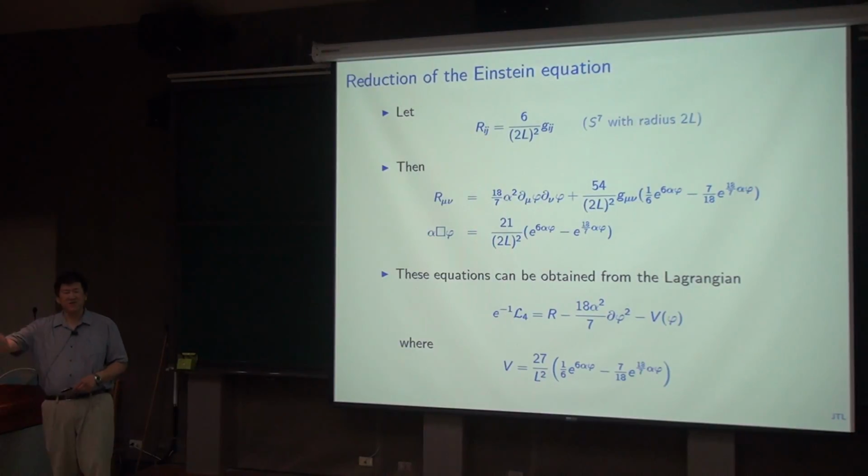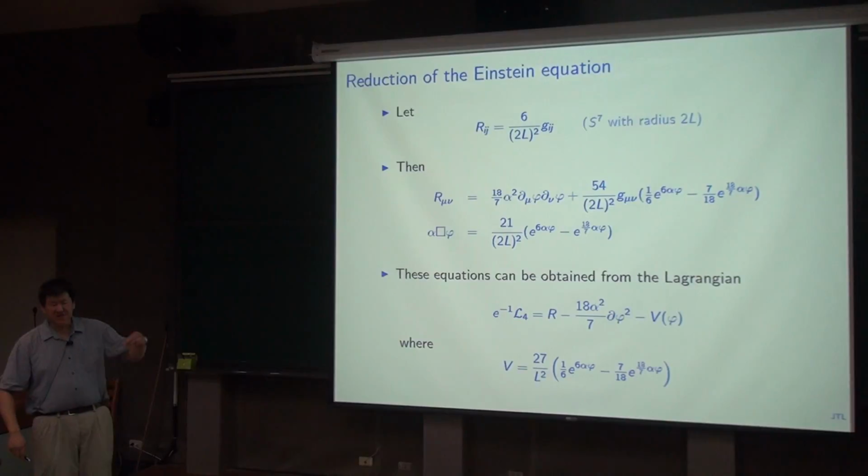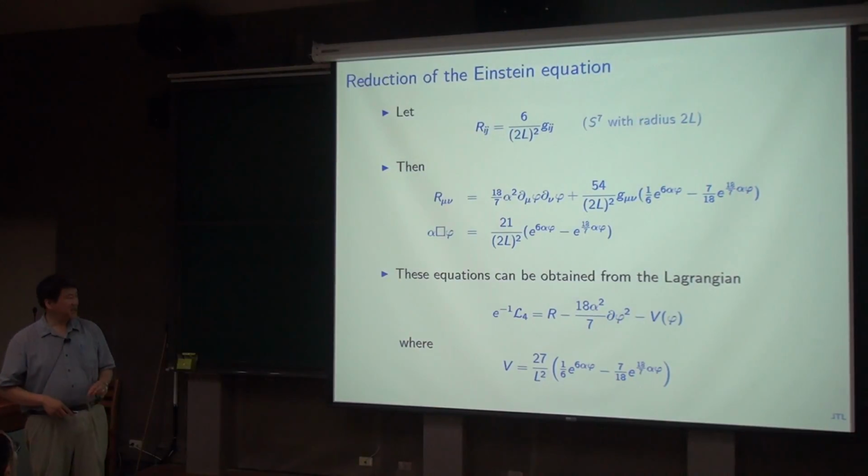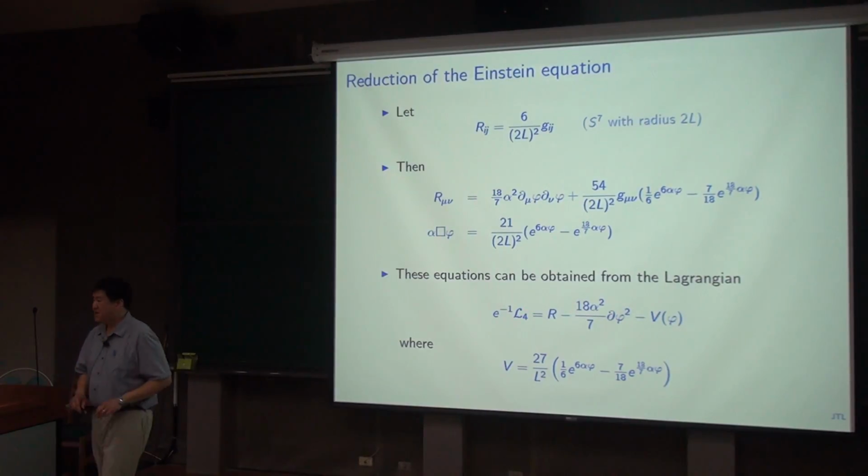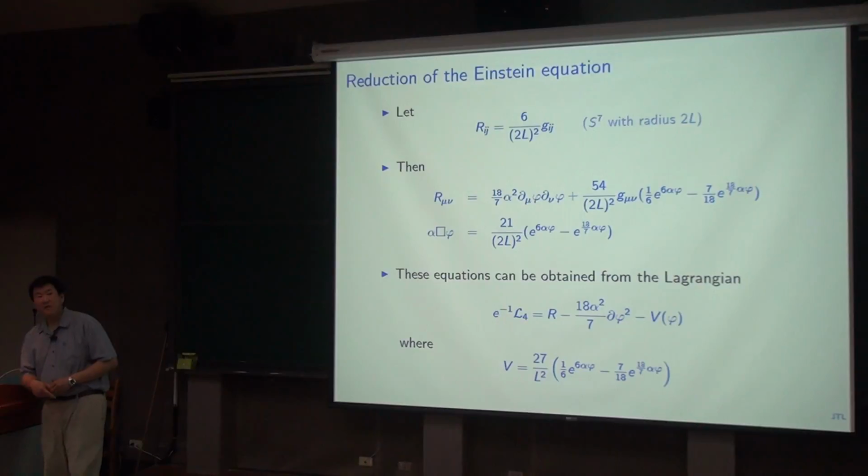I didn't have to appeal to not being able to excite heavy states. I didn't have to appeal to integrating out extra dimensions or anything like that. This is very simple. Solving the 4-dimensional equation of motion guarantees a solution to the 11-dimensional equations of motion. That's the consistent.